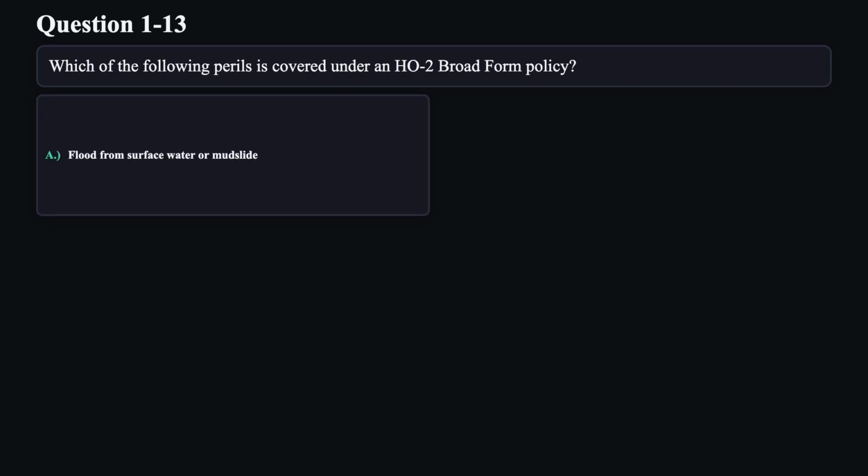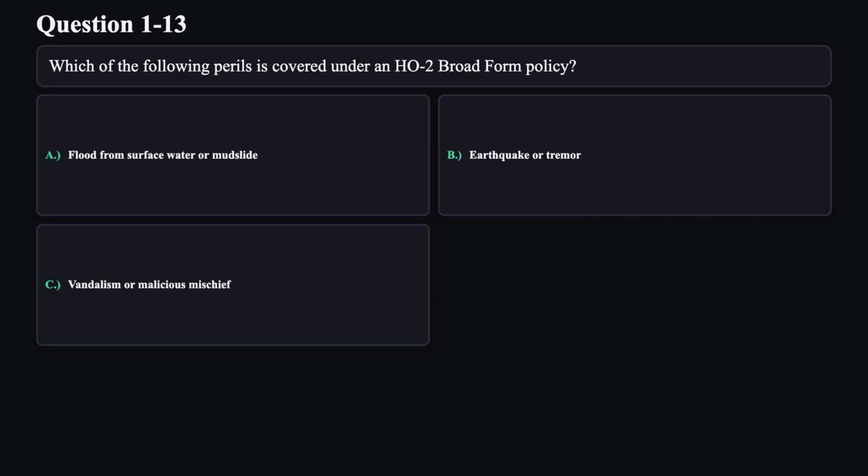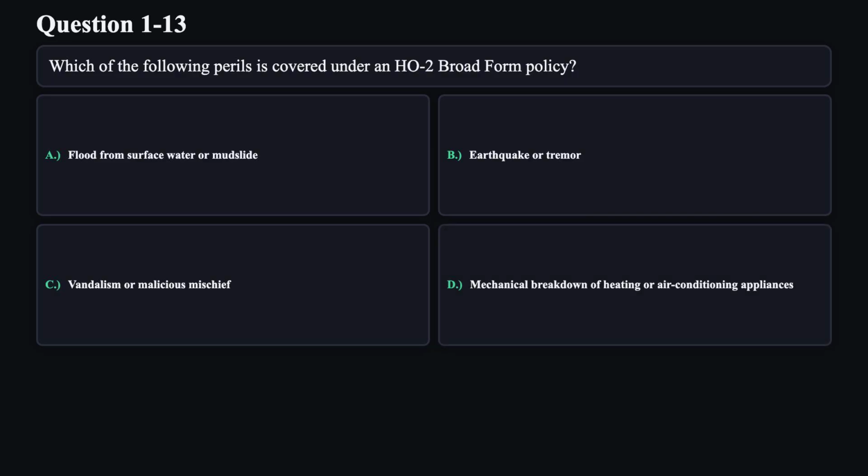A. Flood from surface water or mudslide. B. Earthquake or tremor. C. Vandalism or malicious mischief. D. Mechanical breakdown of heating or air conditioning appliances.